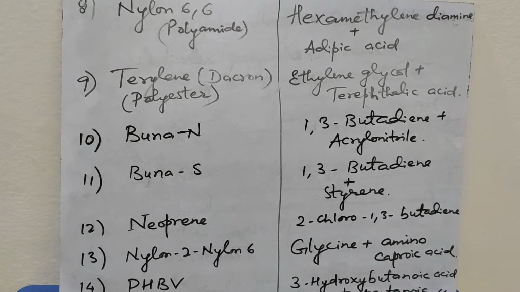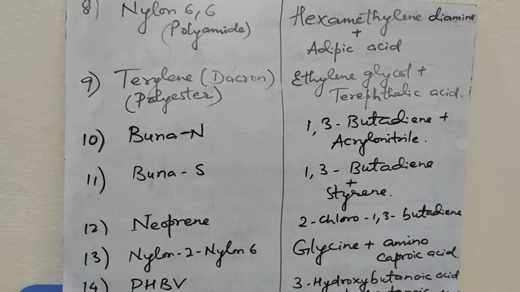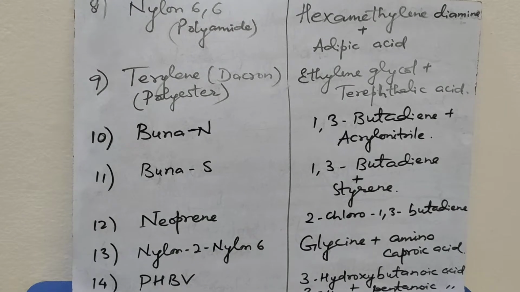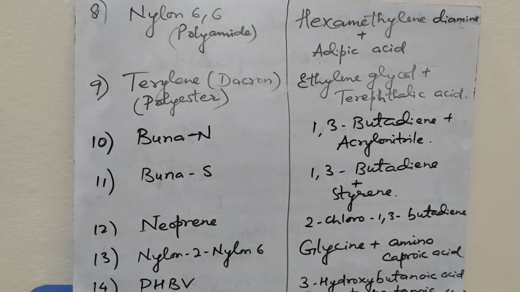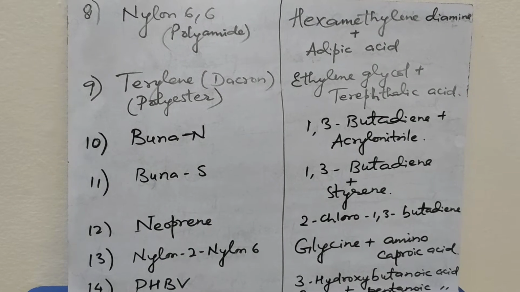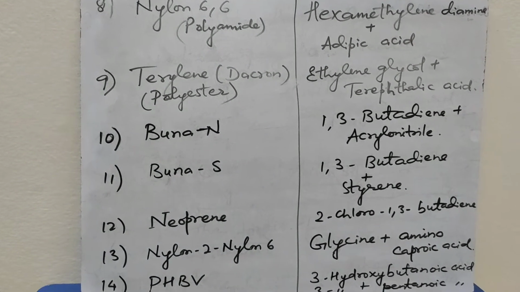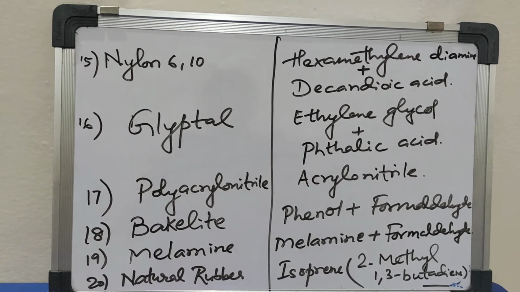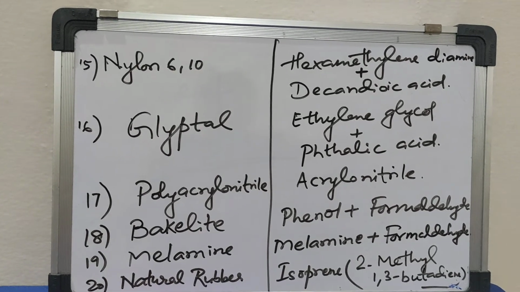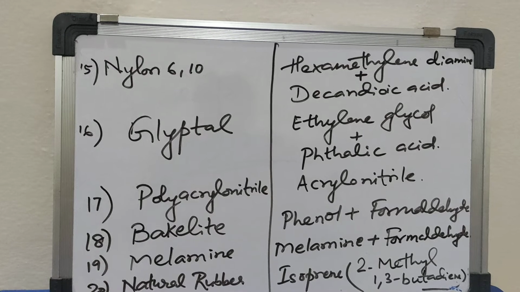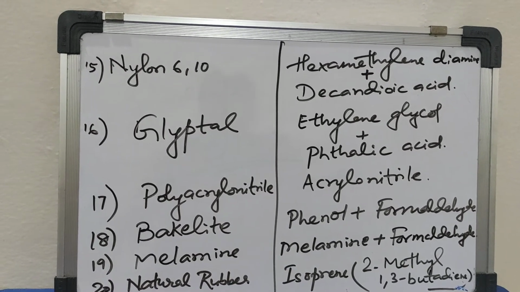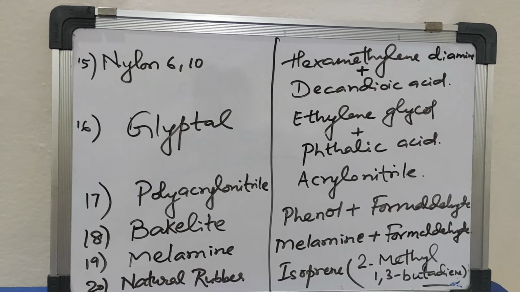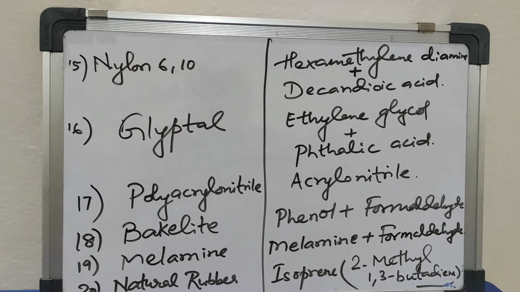The monomer of nylon 2, nylon 6 is glycine plus aminocaproic acid. The monomer of PHBV is 3-hydroxybutanoic acid plus 3-hydroxypentanoic acid. Nylon 2, nylon 6 and PHBV are biodegradable polymers. The monomer of nylon 6,10 is hexamethylene diamine plus decanedioic acid. The monomer of glyptal is ethylene glycol plus phthalic acid. Ethylene glycol is CH2OH, whereas phthalic acid is benzene 1,2-dicarboxylic acid.